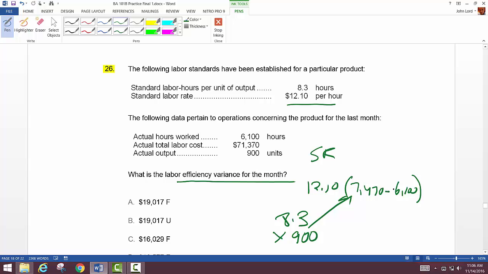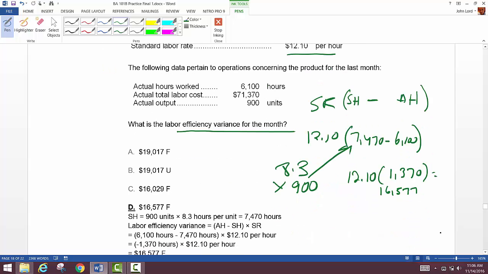So 7,470 minus the 6,100, just doing the math, that's my actual hours versus what? Versus the standard hours that it should have taken me to produce these many units. And so that gives you 12.10 times, what's the difference in the parentheses? Times 1,370. Okay, good. 12.10 times 1,370 is what? 16,577. It's a positive number, right?